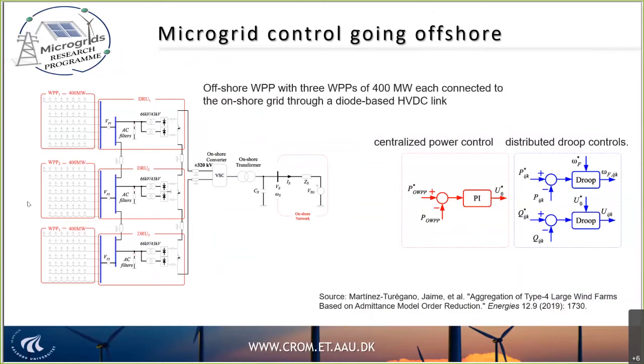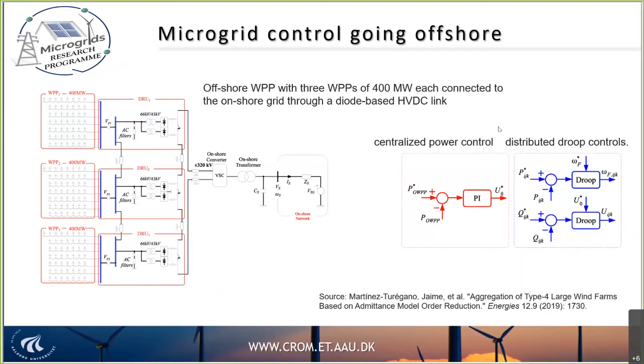You can see that there are a number of wind power plants. In that case, there are 3 offshore wind farms working, each of them with 400 megawatts. And then you can see how they are interconnected between them and then forming a connection with diode rectifiers, which is a very cheap and reliable solution, and then having a connection in DC to this main converter. Here it is very interesting to see how they are also using classical microgrid controllers.